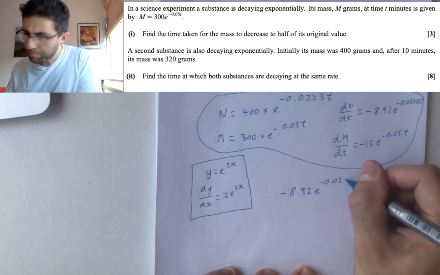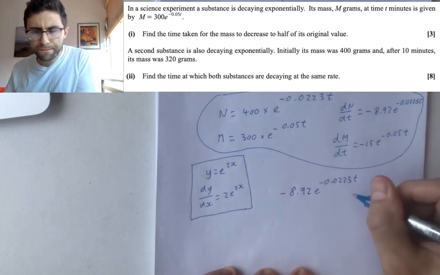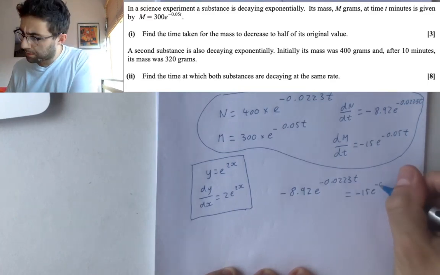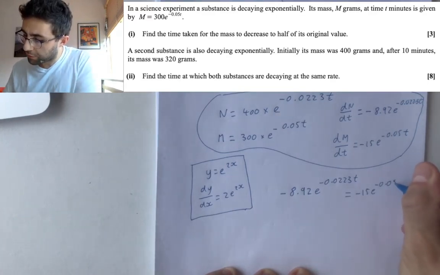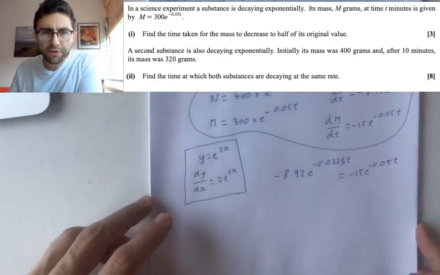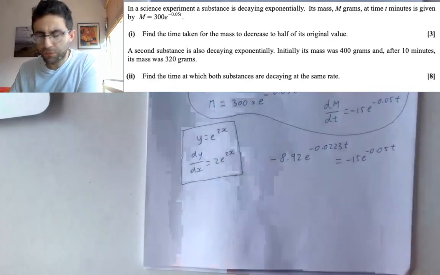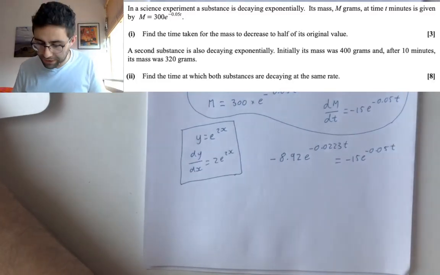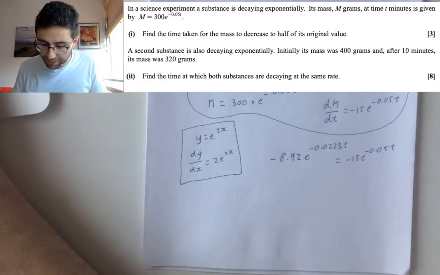Okay? You could log both sides, or actually, no, I'm going to do something else. Let me just do 15 divided by 8.92 first. Then you get 1.68.